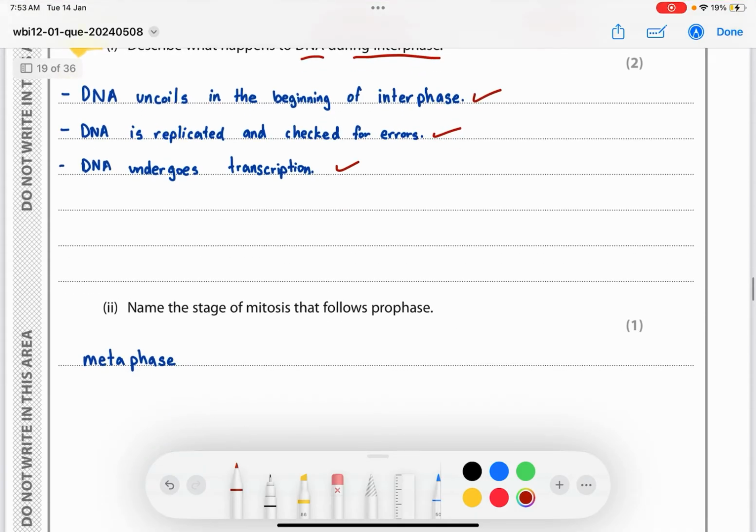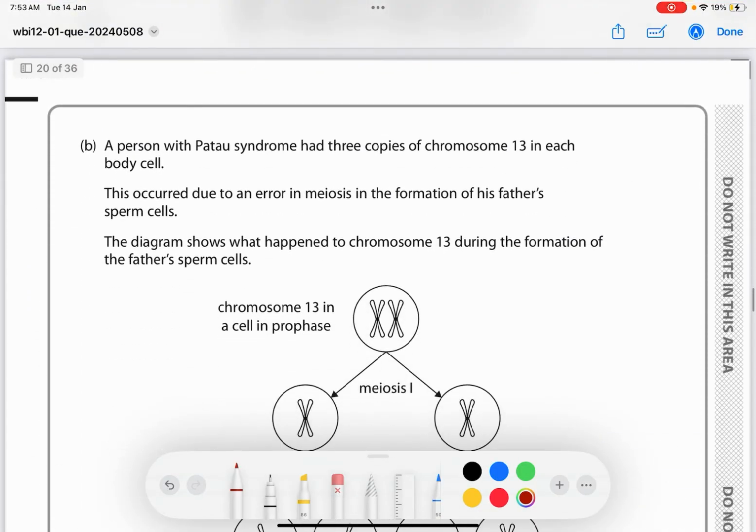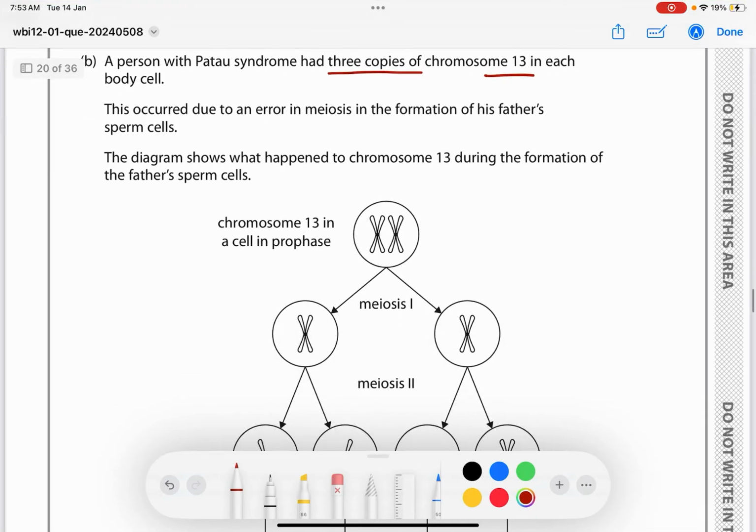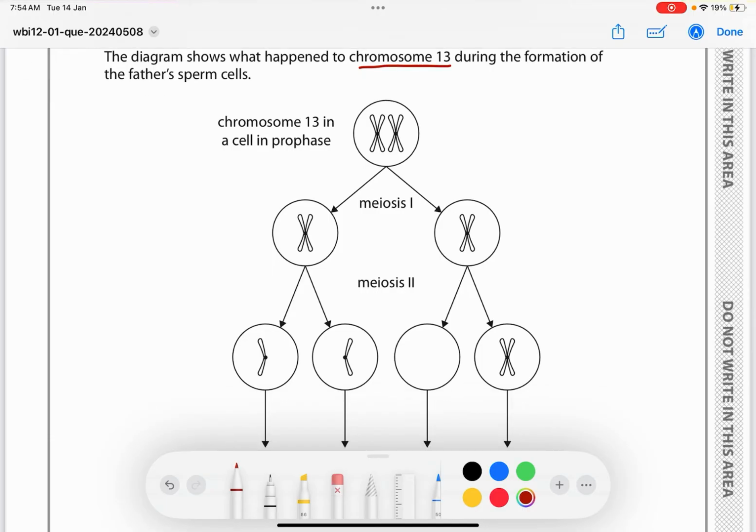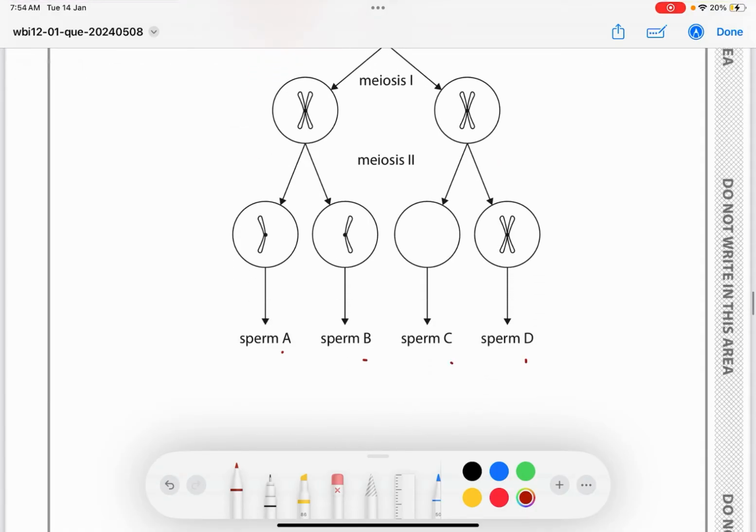Very simple and easy. Name the stage of mitosis that follows prophase. We know that's metaphase. A person with Patau syndrome had 3 copies of chromosome 13 in each body cell. This occurred due to an error in meiosis in the formation of his father's sperm cells. The diagram shows what happened to chromosome 13 during the formation of the father's sperm cells. We can see here chromosome 13 still in prophase, then meiosis 1, and then meiosis 2. We have A, B, C, and D.